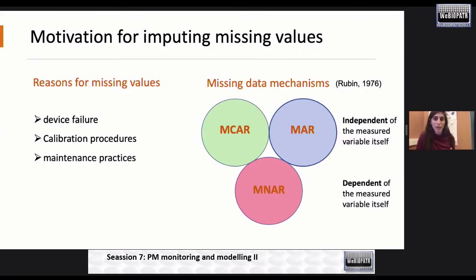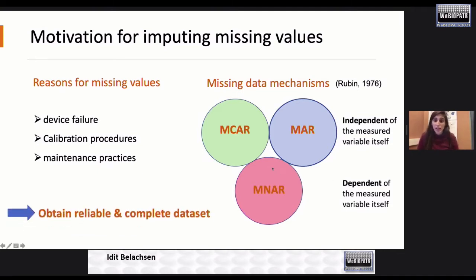Unfortunately, when we monitor air pollution, we almost always have missing values for reasons like device failures or other technical issues. The motivation to deal with these missing values is many times so we can perform a statistical analysis that requires a complete data set, such as matrix factorization that is used in source apportionment, for example, when eventually we want to obtain a reliable data set so we can reach the right conclusions.